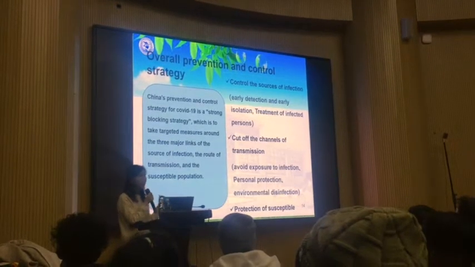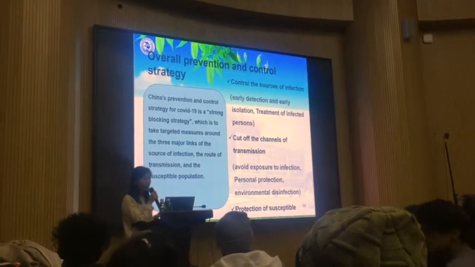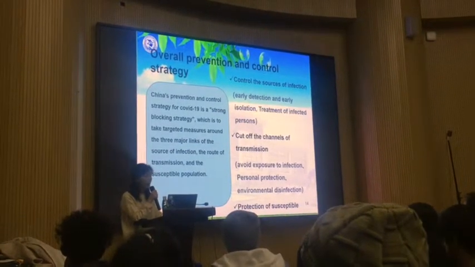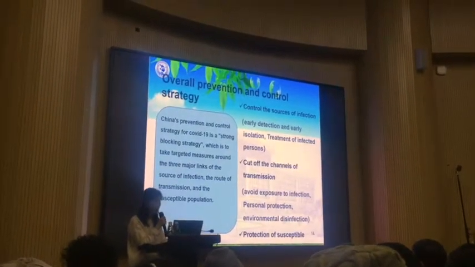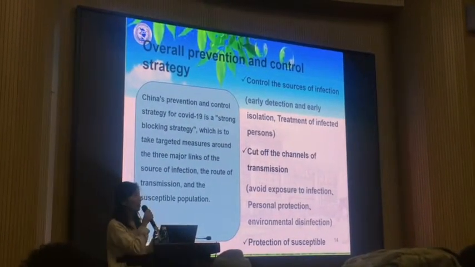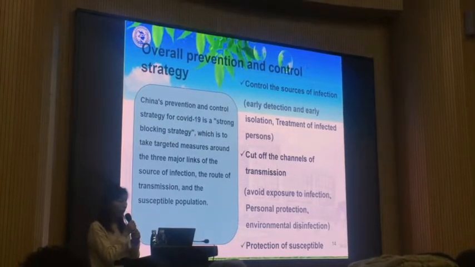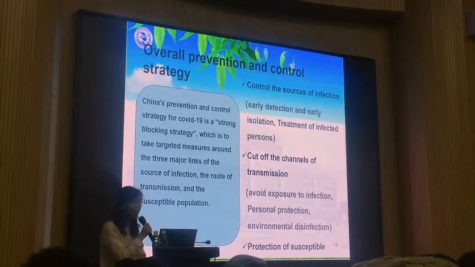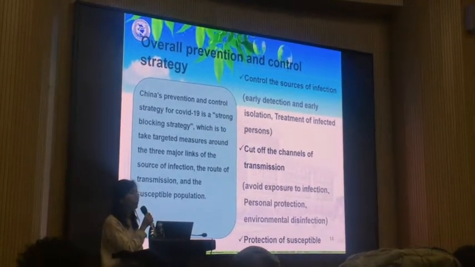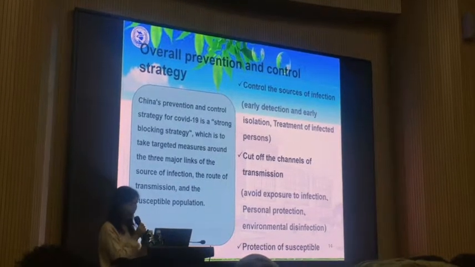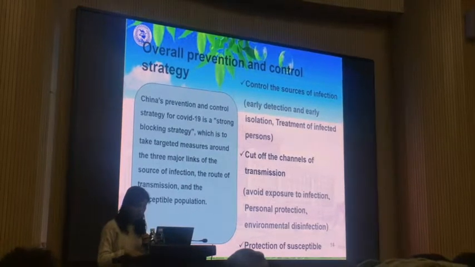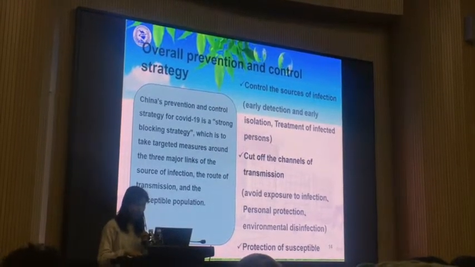And second, cut off the channels of transmission. Avoid exposure to infection. Personnel protection, such as wearing masks, and environmental disinfection. This is the strategy to cut off the channel of transmission. And third, protection of the susceptible. Isolation is one of the strategies.